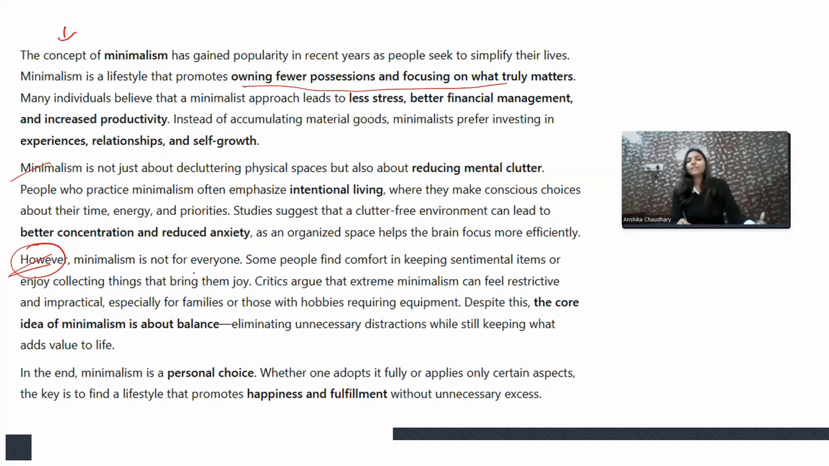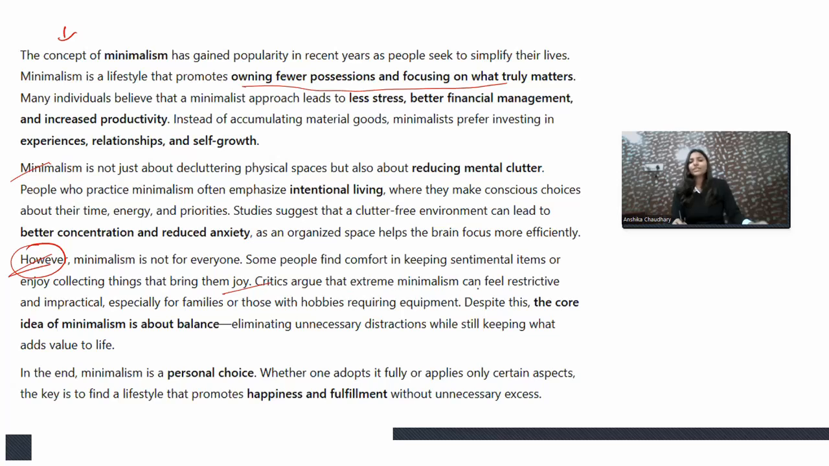However, minimalism is not for everyone. Some people find comfort in keeping sentimental items or enjoy collecting things that bring them joy. See, everyone has their choices, everyone has their own persona, and everyone has things they enjoy. So somebody can like minimalism, but somebody doesn't like it. So everyone has their own opinion. That's why it is not for everyone.